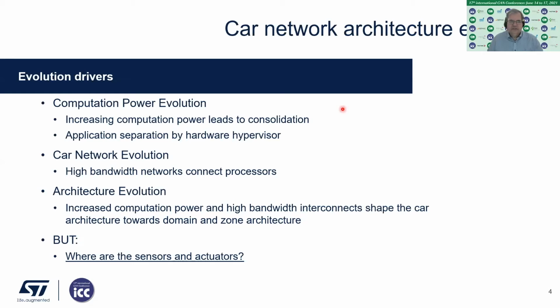These zone controllers are now connected with high bandwidth networks. I mean, we are usually talking about gigabit networks, multi-gigabit networks, 10 gigabit networks in the car that manage all the traffic between the zone controllers and the central brain. So this is driving this network evolution. And of course, this leads to the architecture evolution that I've just shown. So the increased computation power and the high bandwidth interconnects can shape the car architecture towards either a domain or a zone architecture, where we have the zone controllers in various locations within the car.